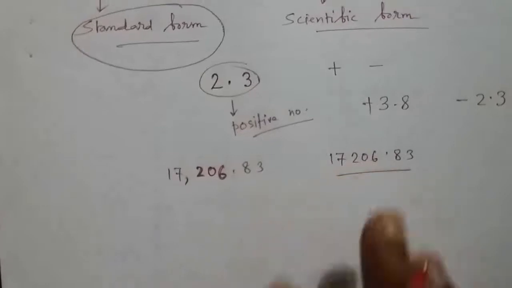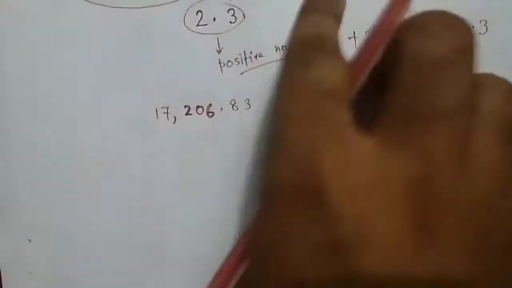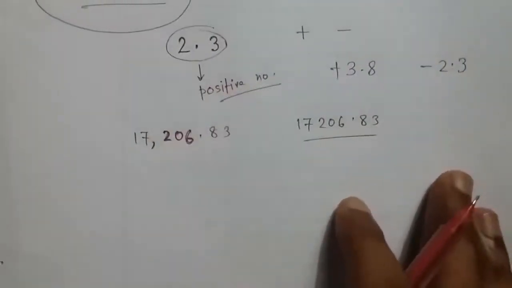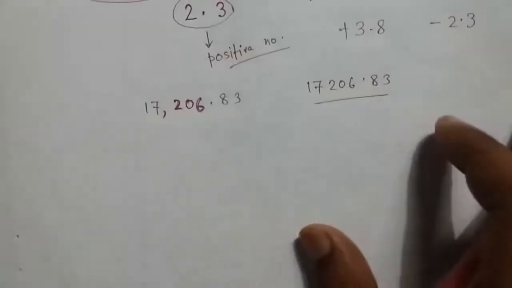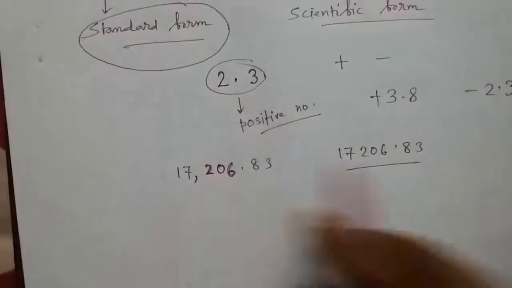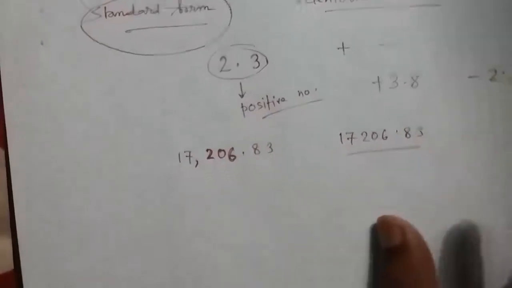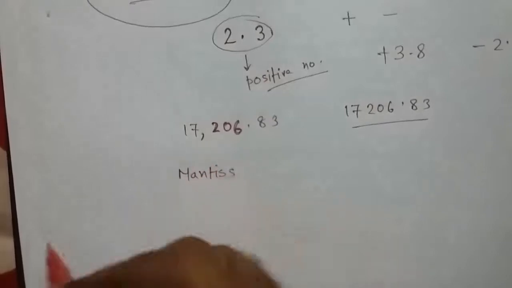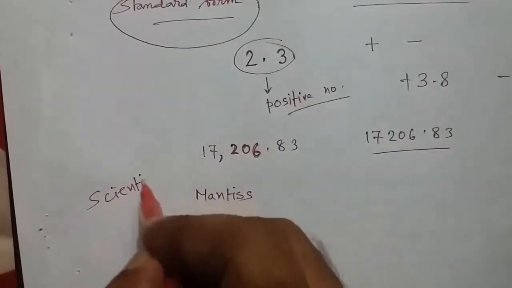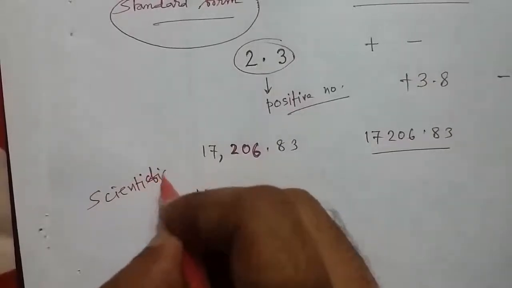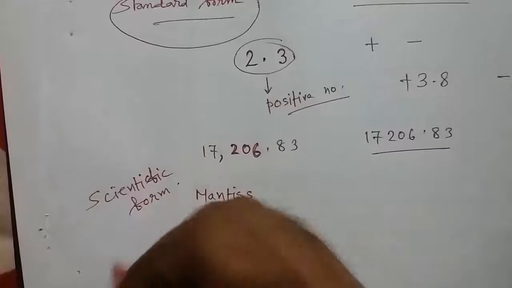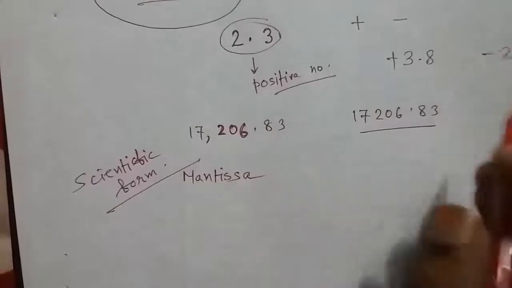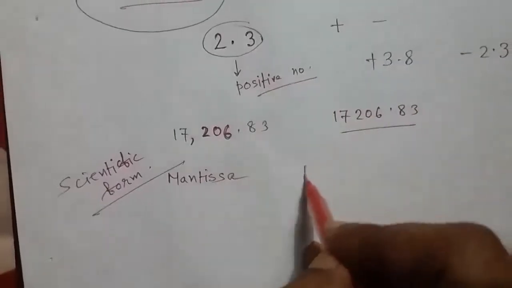now we will discuss the scientific form of real literals. The scientific form of a real literal consists of two parts. Number one is mantissa. Okay, let me write at first: scientific form. So the scientific form consists of two parts. Number one is mantissa and the second one is exponent.